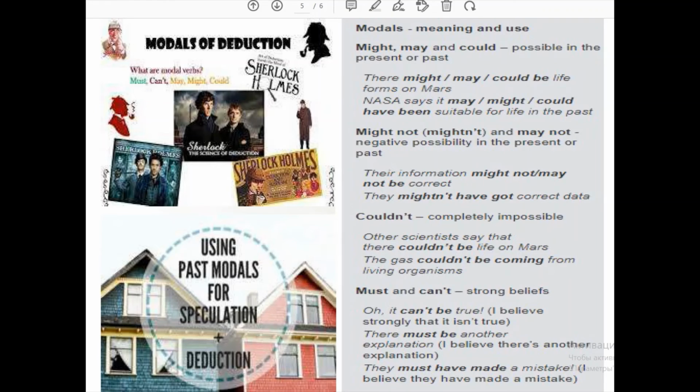Take note about questions. We don't usually form questions about what is possible or true with might, may, or must. It is more common to use could or do you think, do you consider. And take note about can't and couldn't. We use can't have and could have in the same way.